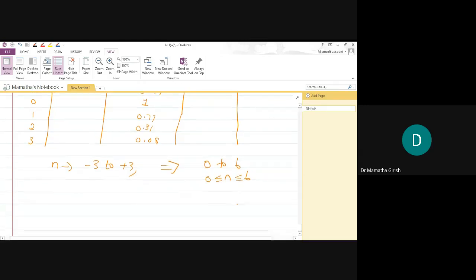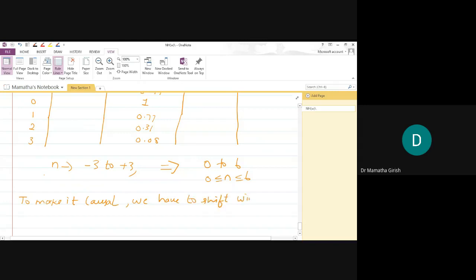For this to happen, that is to make it causal in nature. The window function is non-causal. To make it causal in nature, what must we do? We have to shift.